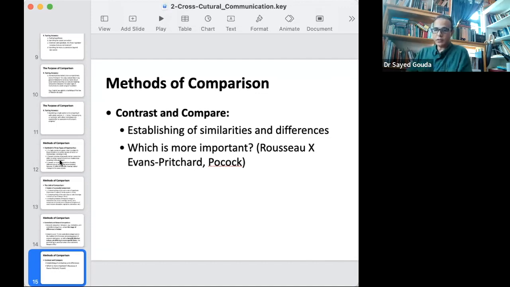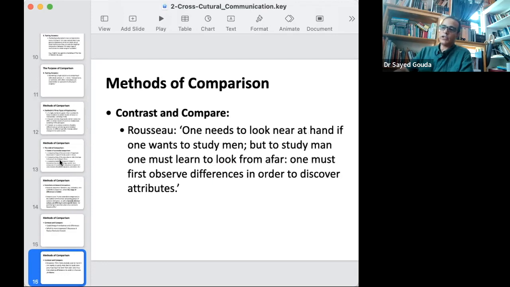You want to focus on the differences, or the similarities, or both. As I said, scholars had different opinions regarding it. For example, Jean-Jacques Rousseau, the French philosopher who lived from 1712 to 1778, said, one needs to look near at hand if one wants to study men, but to study men, one must learn to look from afar, from distance. So this falls in line with what we said earlier, to distance ourselves from the over-familiar.